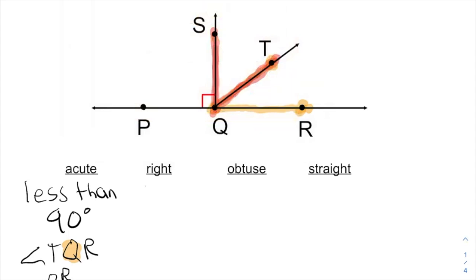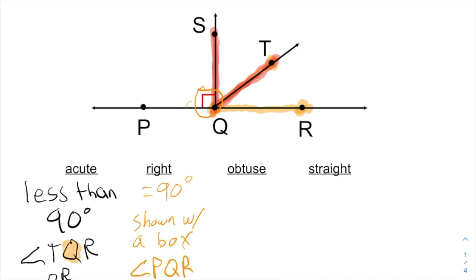A right angle equals 90 degrees, okay? And it's shown with a box. So again, we can see that we have a box right here. That's going to be our right angle. So I could say that this is angle PQR or angle SQP. Either way, those are both right angles.